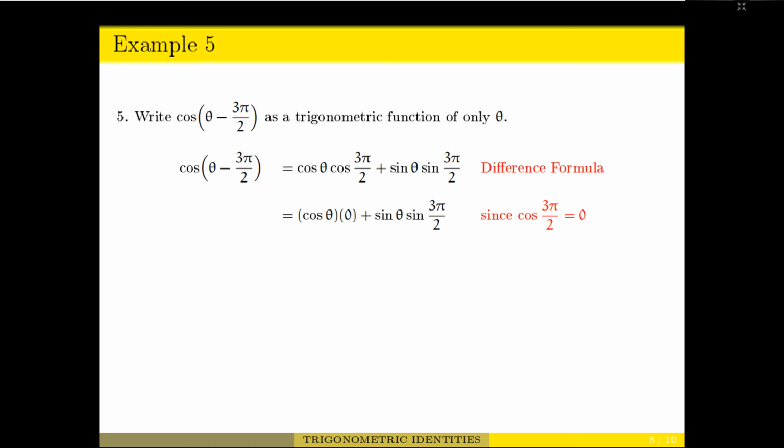So we can cancel out cosine theta times 0. So we only have sine theta sine 3 pi over 2. But sine 3 pi over 2 is equivalent to negative 1. So we can simplify further the equation into sine theta times negative 1, or we can write it as negative sine theta.